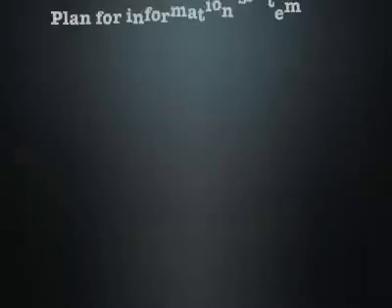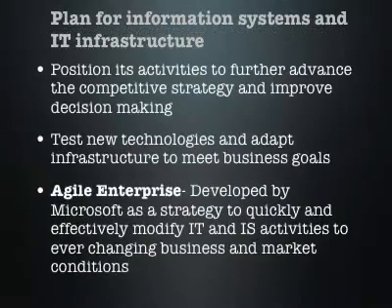To plan for information systems and IT infrastructure, the IT department must position its activities to further advance the competitive strategy and improve decision-making of the company. They must also test new technologies and adapt infrastructure to meet business goals. Agile Enterprise is a term developed by Microsoft to describe a strategy that quickly and effectively modifies IT and IS activities to meet ever-changing business and market conditions.